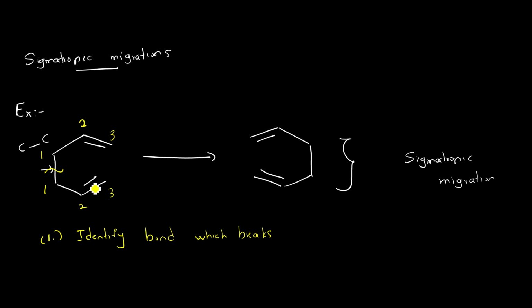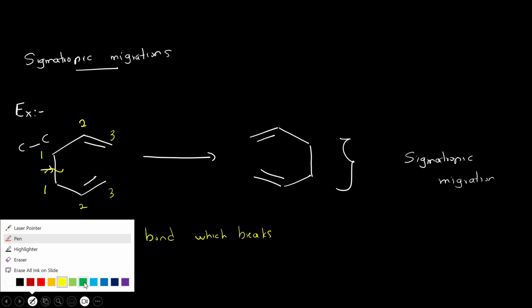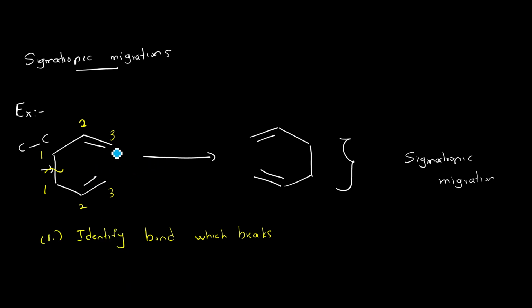And then look at the position where the new bond forms, right? New bond, let me take blue color. The new bond forms from here. This is the place where the new bond forms. It's the 3-3 position. So our sigmatropic migration reaction is a 3-3 sigmatropic migration, right? This is how we do the naming of a specific sigmatropic migration.